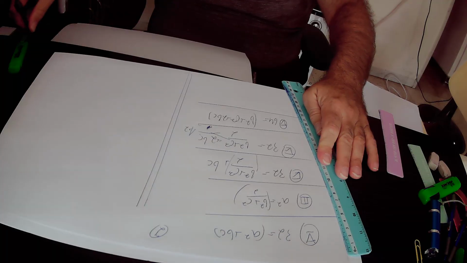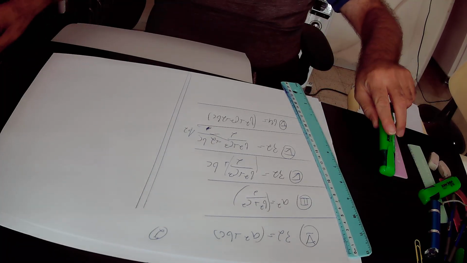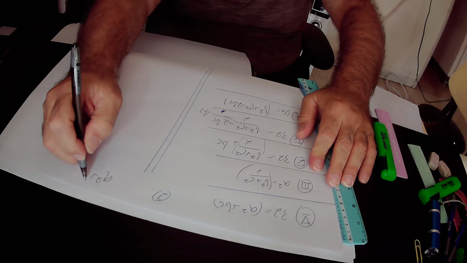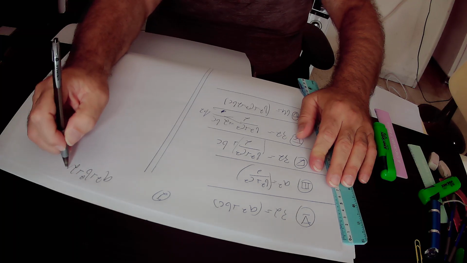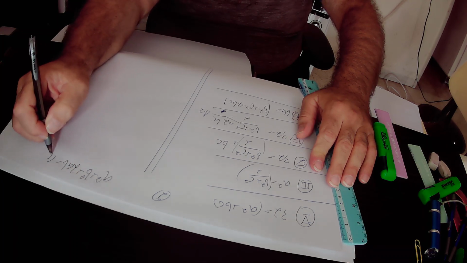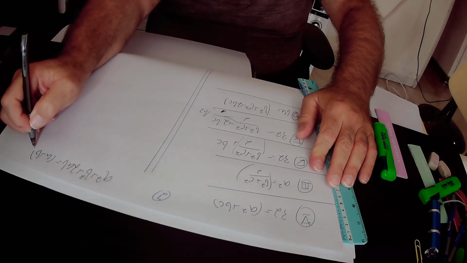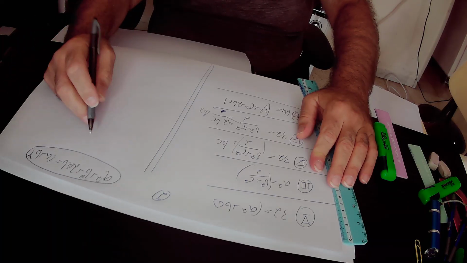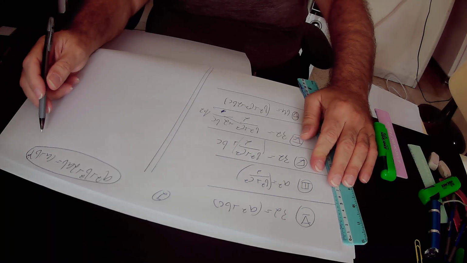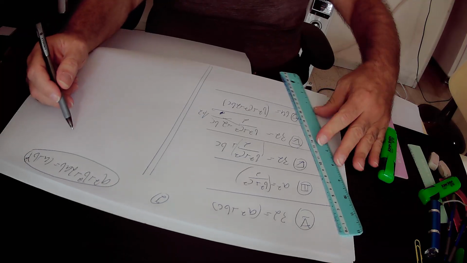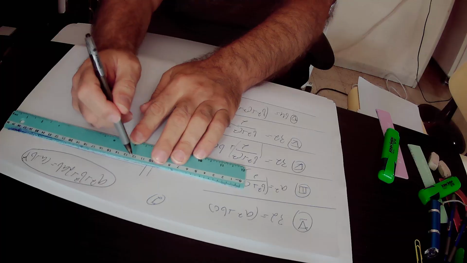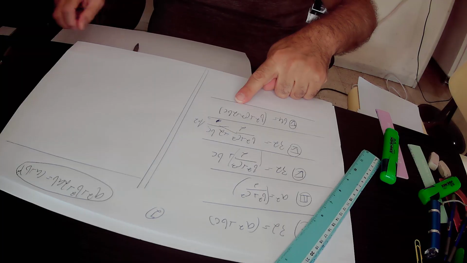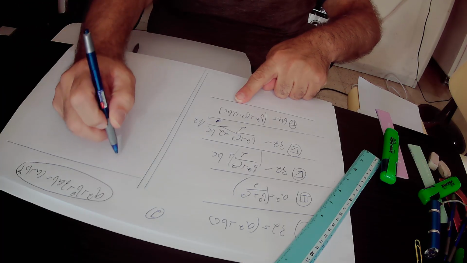So here we use the algebraic identity. Let's say that a squared plus b squared plus 2 times a times b equals a plus b squared. So according to this algebraic identity, we get a squared plus b squared plus 2ab equals a plus b squared. According to this algebraic identity, we get that b squared plus c squared plus 2 times b times c equals b plus c squared.